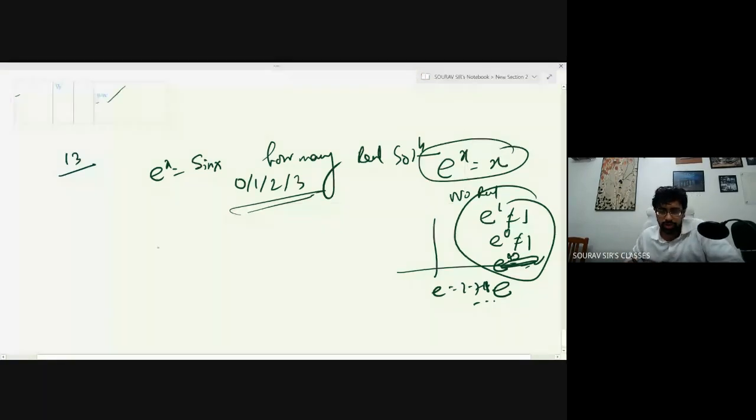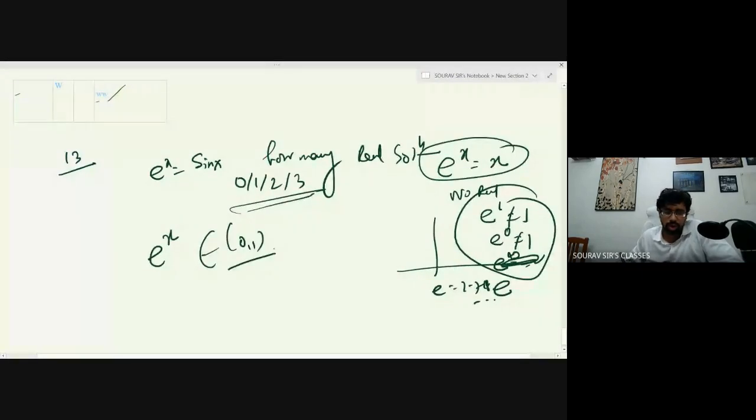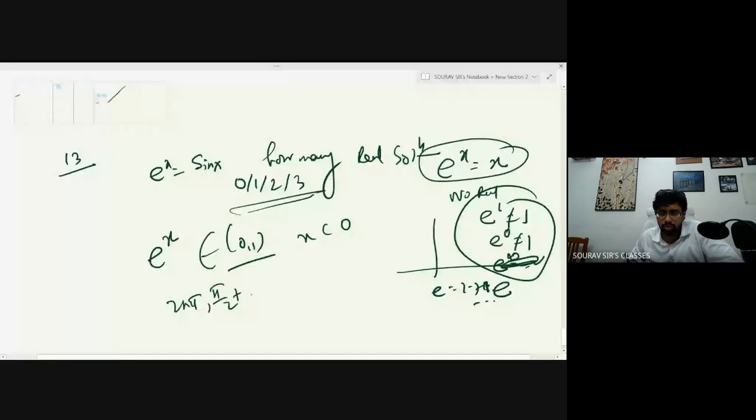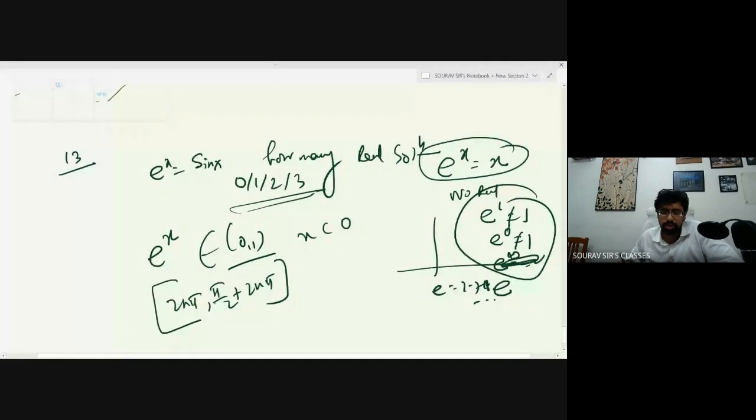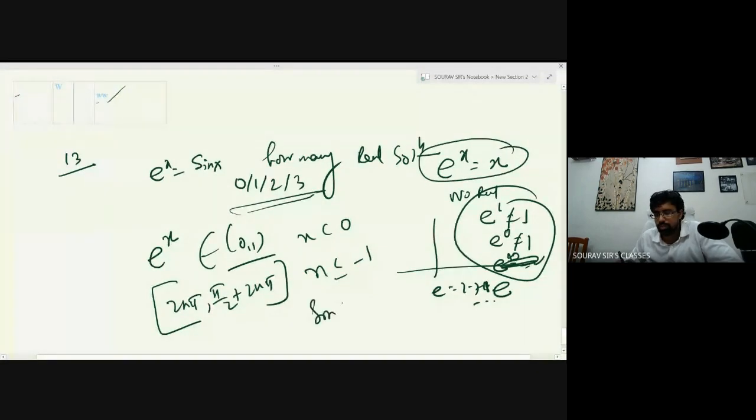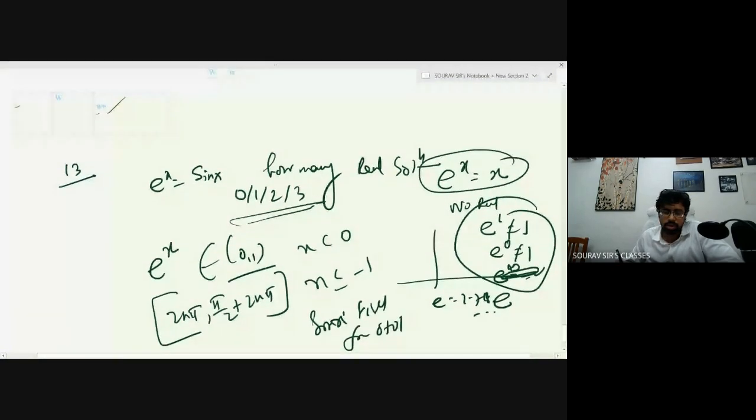e to the power x from 0 to 1, for all values of x less than 0, lies in this range. So on this segment, we get 2n pi by 2 to 2n pi, where n is less than or equal to minus 1. So the function sin x increases from 0 to 1. Hence, there will be one intersection point.